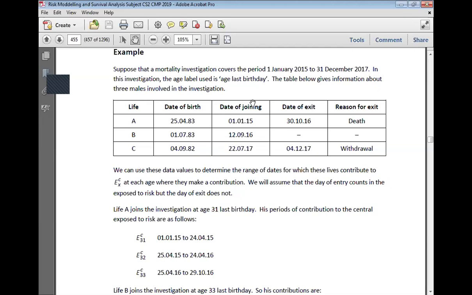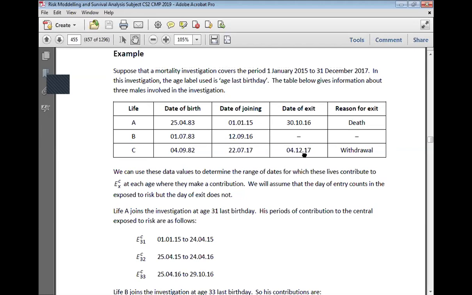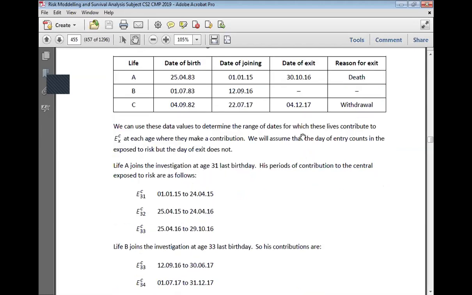Then in this investigation, the age label that they use is age last birthday. I guess we have studied 3 different definitions of age, and they are using age last birthday. This table has all the information that these people have. So we are observing 3 particular lives, and we know each of their date of birth, the date of joining and the date of exit. Only for this particular person, we don't know.